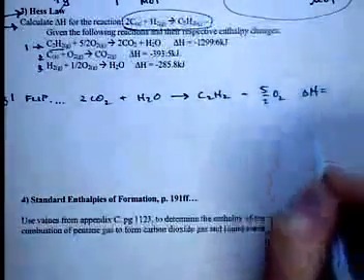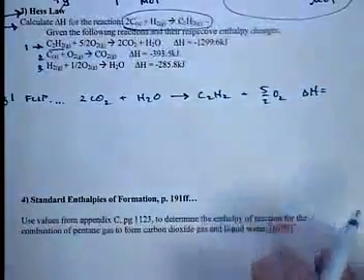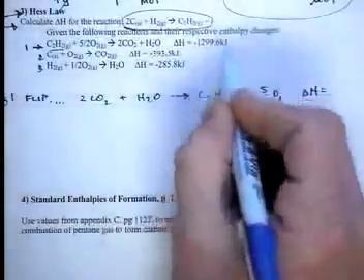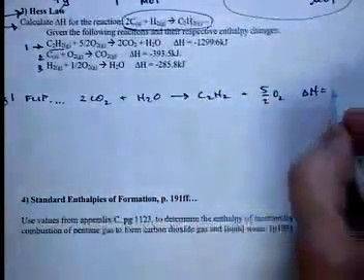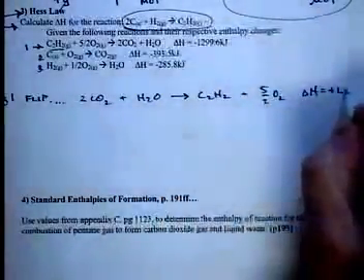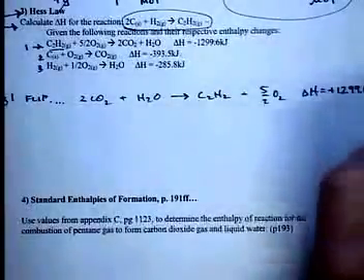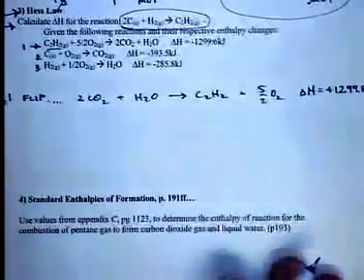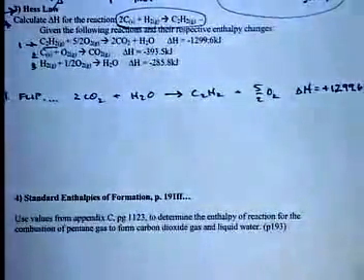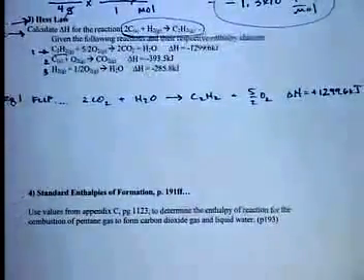But when I flip it around, my enthalpy also must change. My enthalpy now, since it was negative 122.9, now becomes positive 1299.6 kilojoules. Notice I switched the sign when I flipped the reaction.